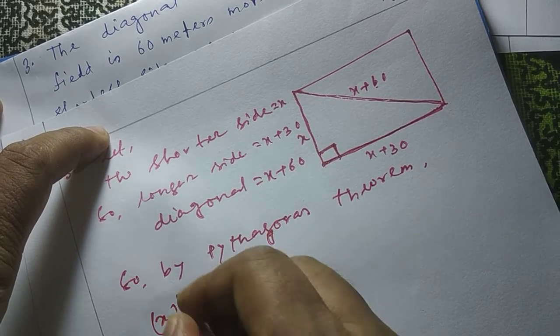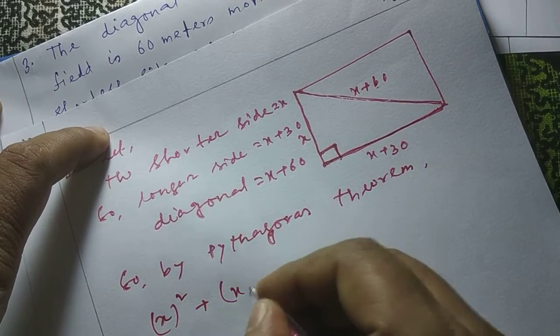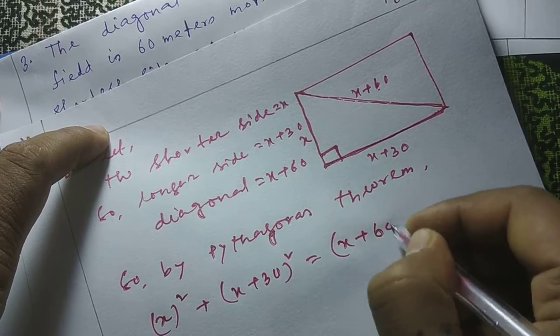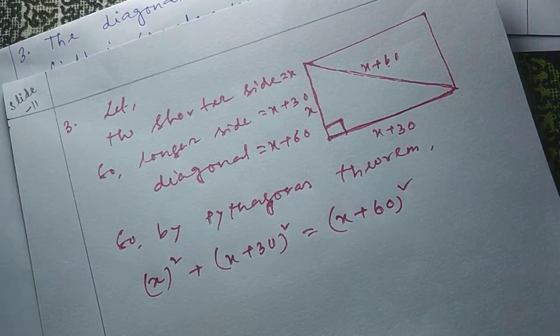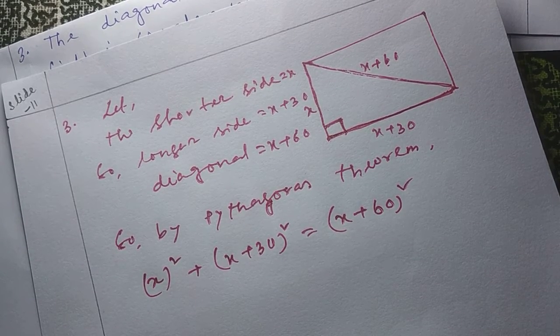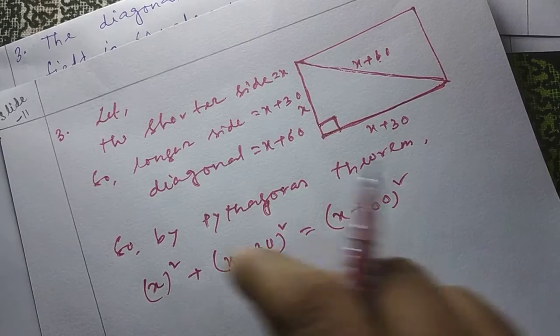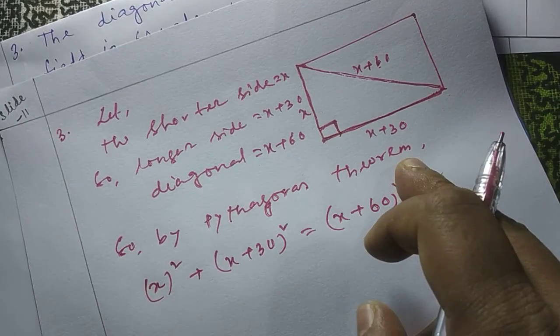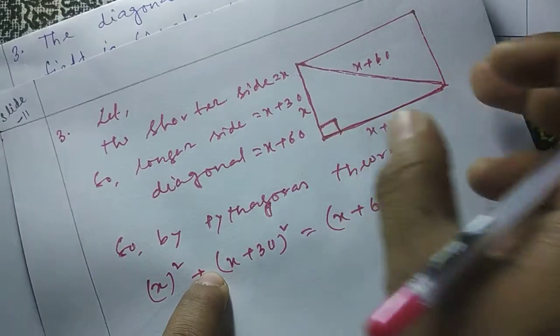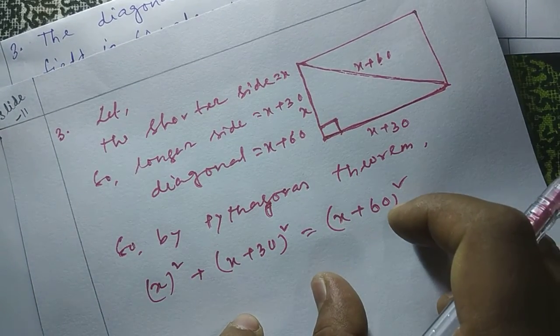Height whole square plus base whole square equal to hypotenuse whole square. That is called Pythagoras theorem. We shall be learning it in the chapter on triangles. So by Pythagoras theorem you can say height whole square plus base whole square equal to hypotenuse whole square.